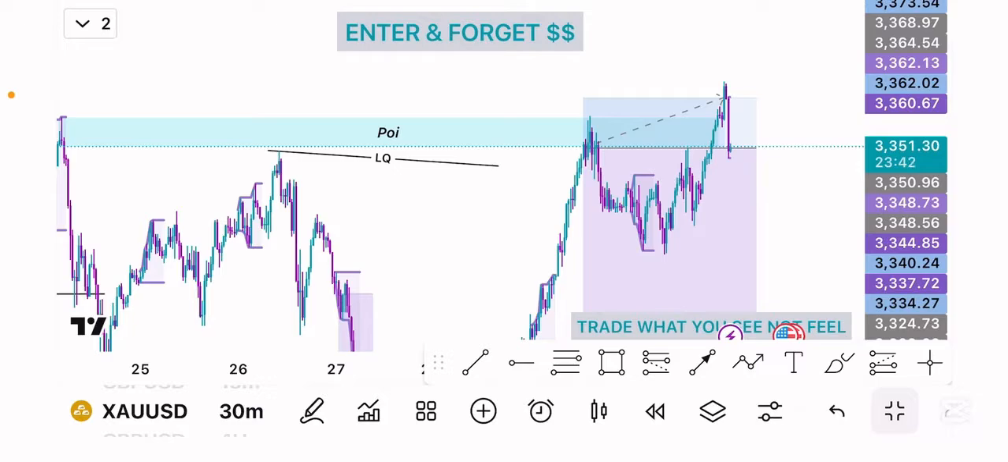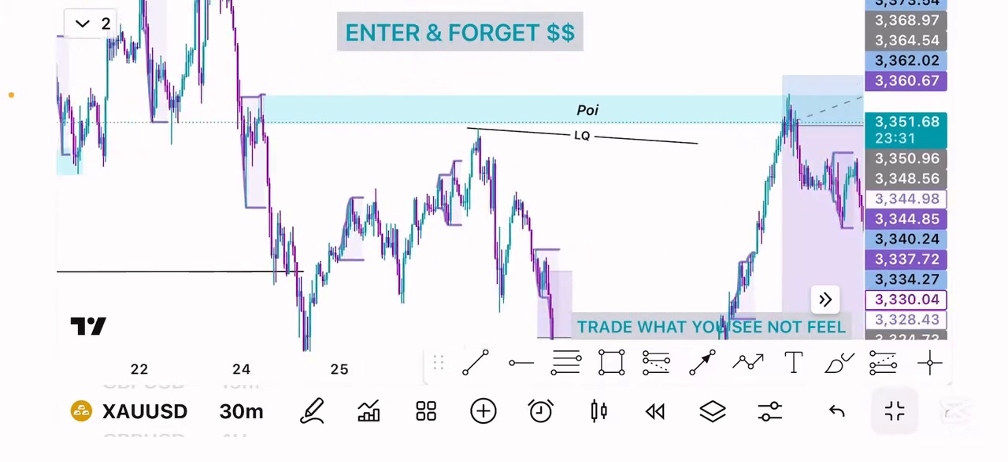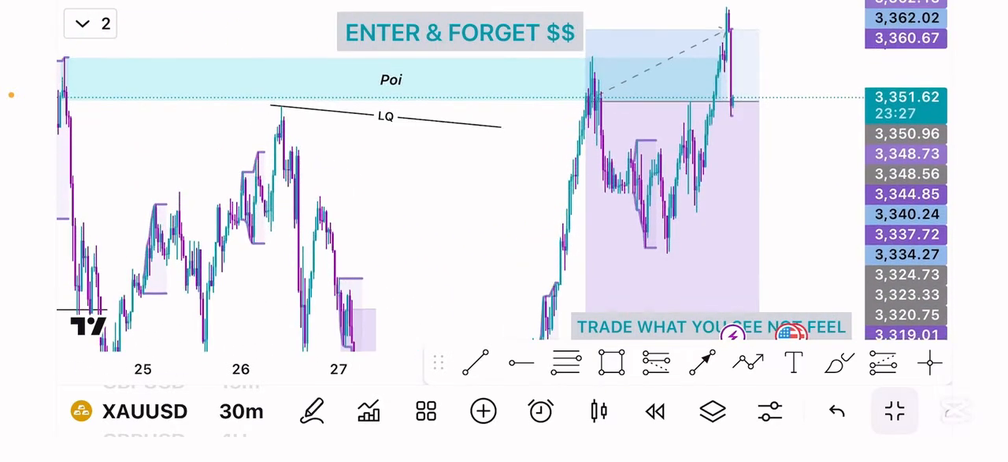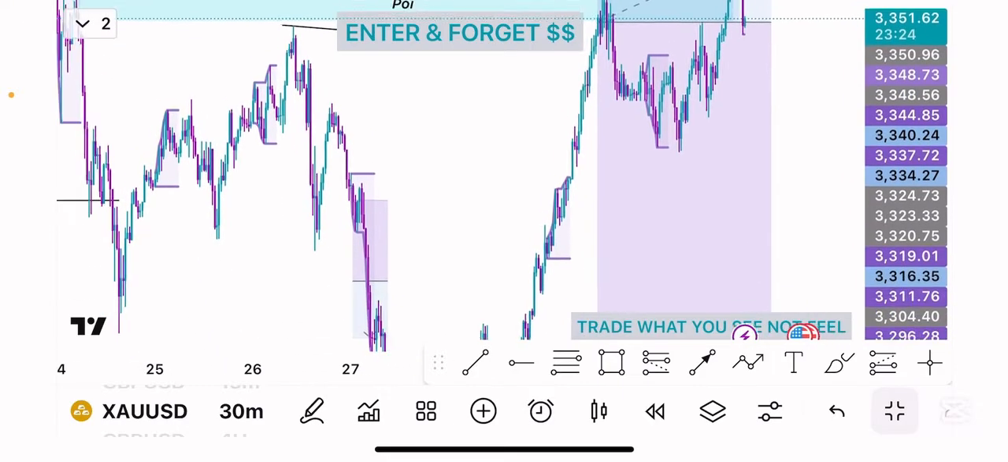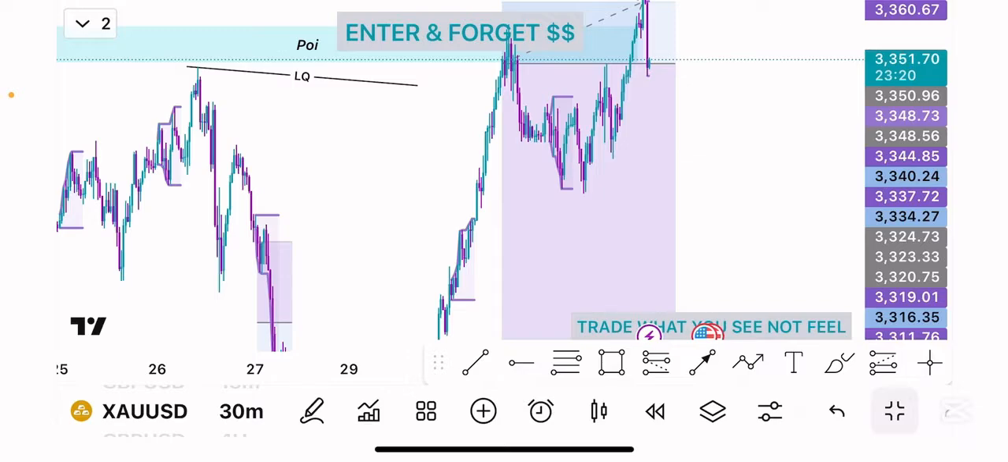Okay, you're welcome to my screen again, and this is the update on the trade. As you can see, after everything price did, we ended up losing this trade. I ended up losing this trade on Xauusd. So it is what it is.